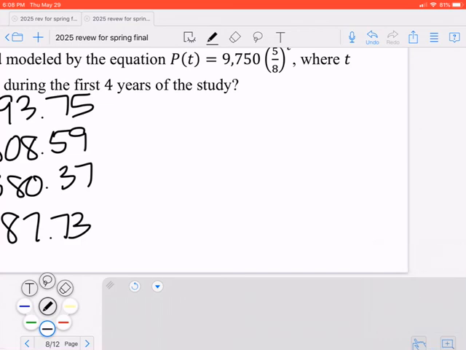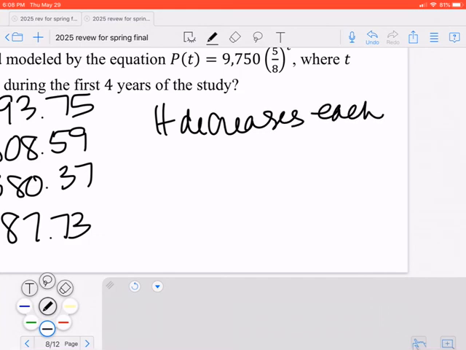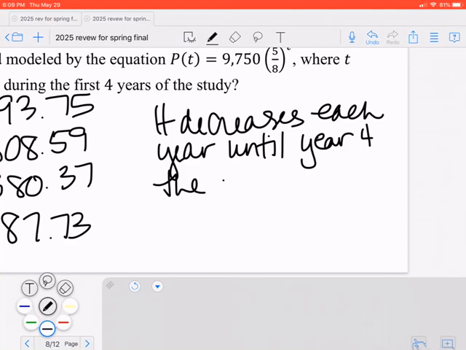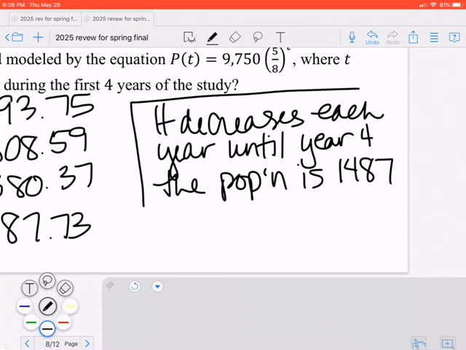It decreases each year. What did I write? I wrote it decreases each year until after 4 years. I don't know what I was trying to say, but let's write this out. It decreases each year. I think I meant to say until year 4, the population is 1487. I'm not going to round up, just keep it 87. There we go.